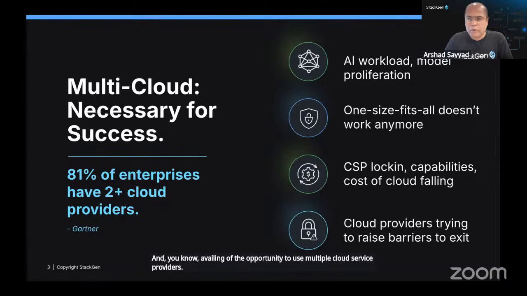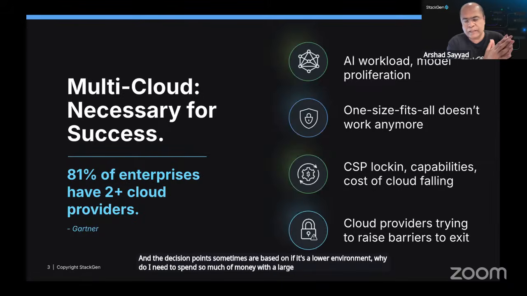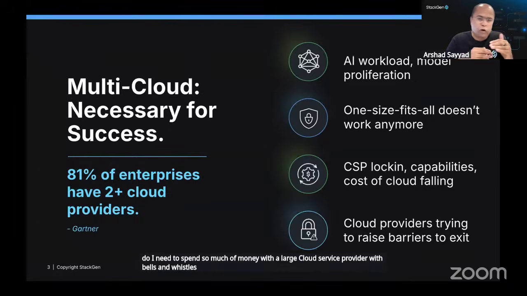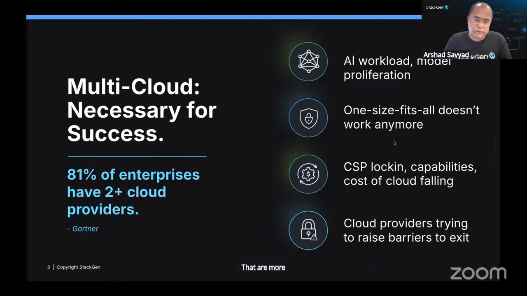And the decision points sometimes are based on, if it's a lower environment, why do I need to spend so much money with a large cloud service provider with bells and whistles? If it's more of internal workloads, why can't we have it on a cloud service provider that gives you different optionalities, different feature sets that are more suitable for those kinds of workloads? And for AI workloads, it could be a different service provider.